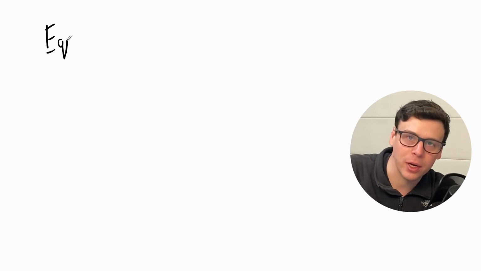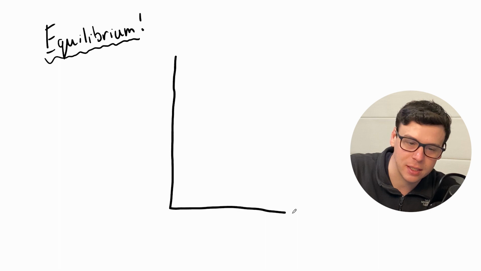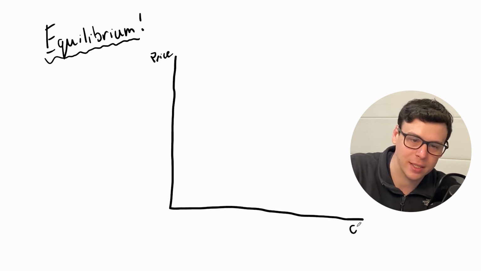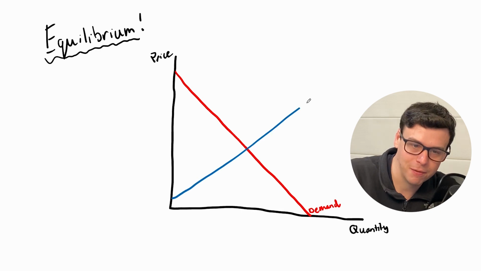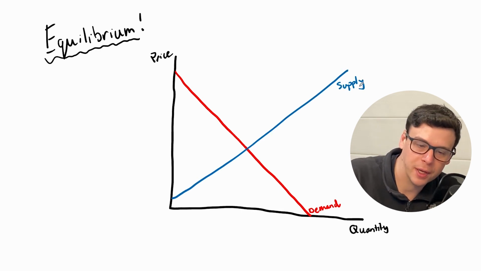So I'm going to start by drawing the basic demand and supply diagram. We have a price axis and we have a quantity axis. Then we have a downward sloping demand curve and we have an upward sloping supply curve.